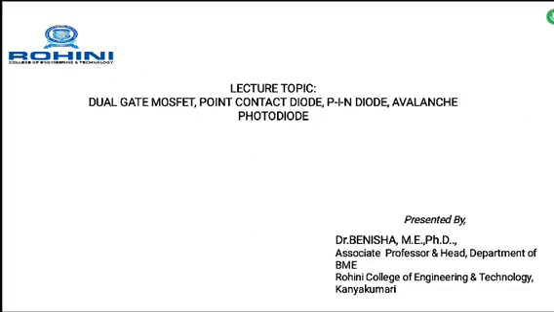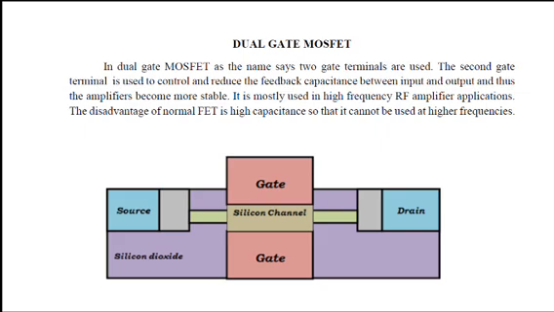In this video, we are going to discuss the dual gate MOSFET, point contact diode, PIN diode, and avalanche photodiode. So first, let us see the dual gate MOSFET. In the dual gate MOSFET, as the name implies, it has two gate terminals, and the second gate is used to control and reduce the feedback capacitance. That feedback capacitance is produced between the input and output, and with it reduced, the amplifiers are kept more stable.